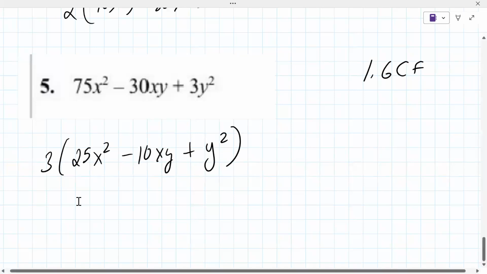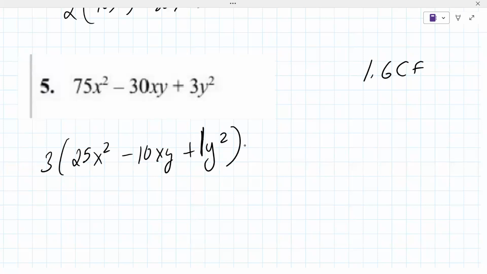Do you remember what I mentioned doing when there were two letters? Pretend the y isn't there. Now you do have to remember that there's really a 1 there. So it's 25x squared minus 10x plus 1.